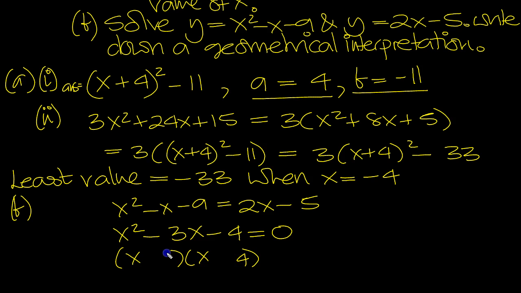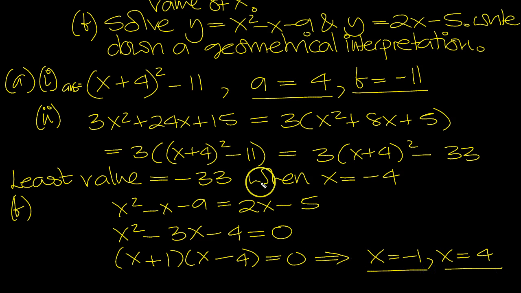So let's have a go. 4 and 1 gives a difference of 3. This is a minus, so it looks like it's a minus and a plus. Let's try that. Let's just check it. x squared, minus 4 plus 1 is minus 3x, and plus times minus is a minus, 1 times 4 is 4. So that tells us our solutions: x is equal to minus 1, x is equal to 4. These are the two solutions.